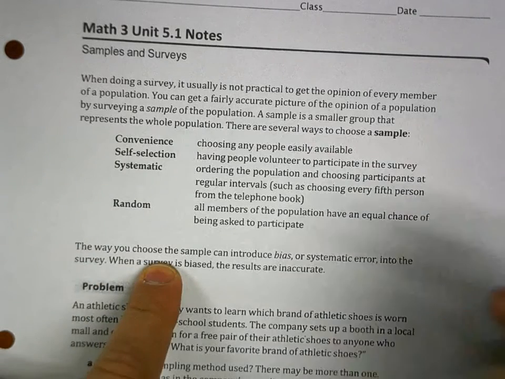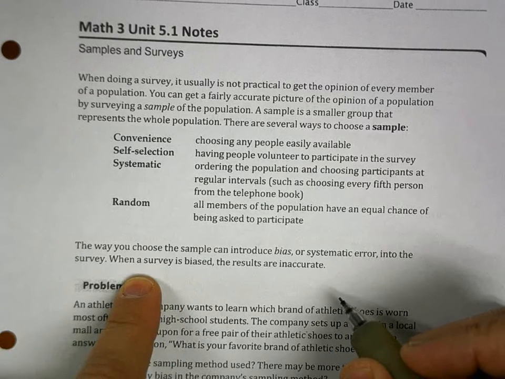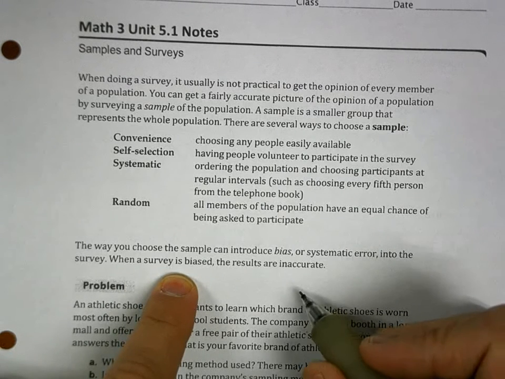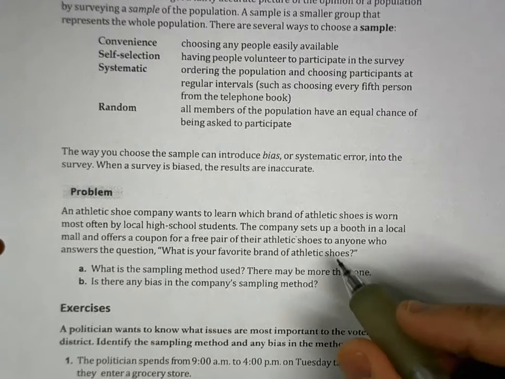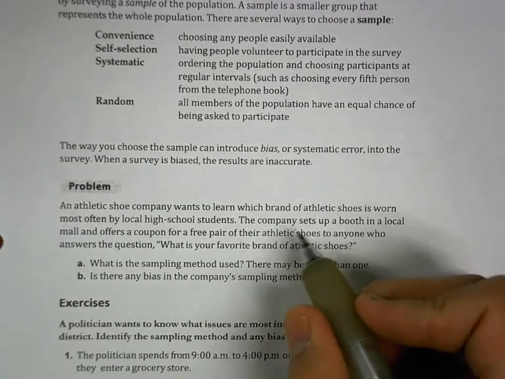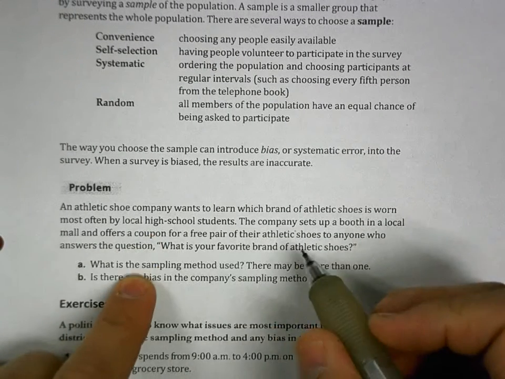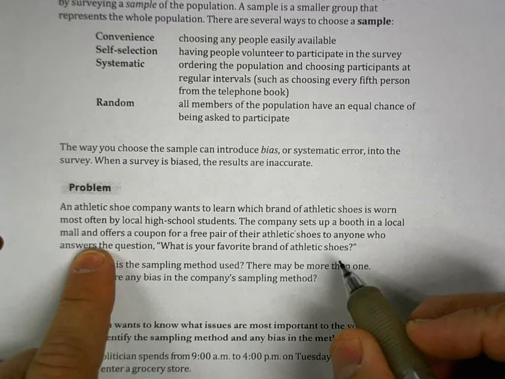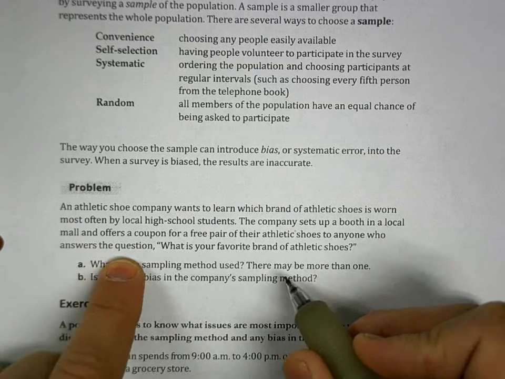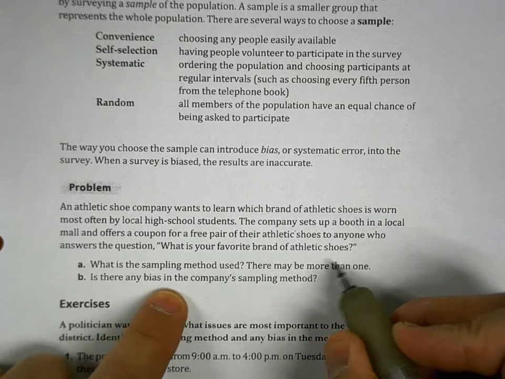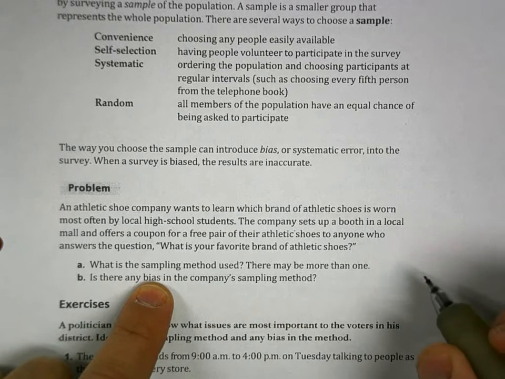The way you choose a sample can introduce bias or a systematic error into the survey. Okay, when a survey is biased, the results are inaccurate. Okay, a problem. An athletic shoe company wants to learn which brand of athletic shoes is worn most often by local high school students. The company sets up a booth in a local mall and offers a coupon for a free pair of their athletic shoes to anyone who answers the question, what is your favorite brand of athletic shoes? What is the sampling method used? There may be more than one.